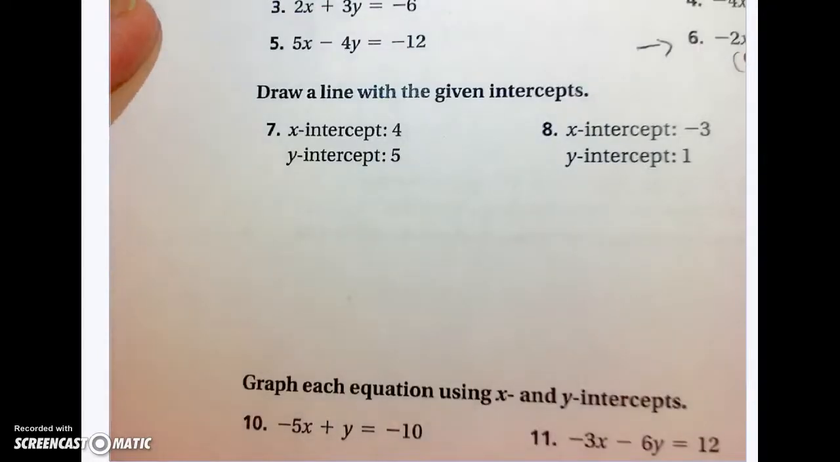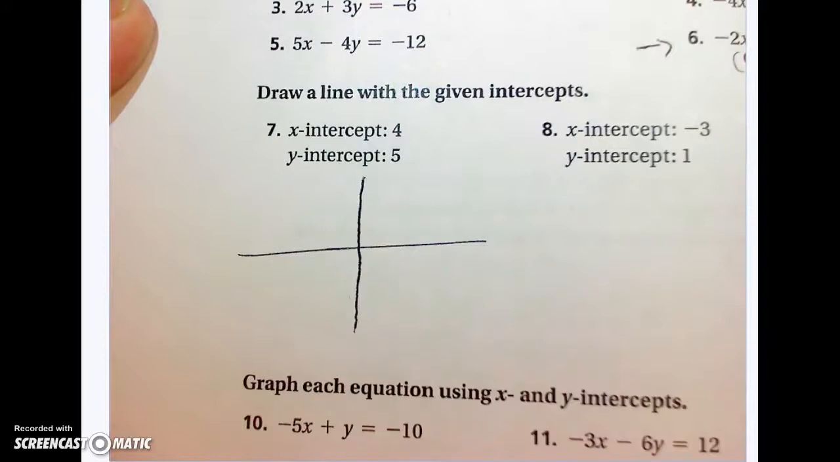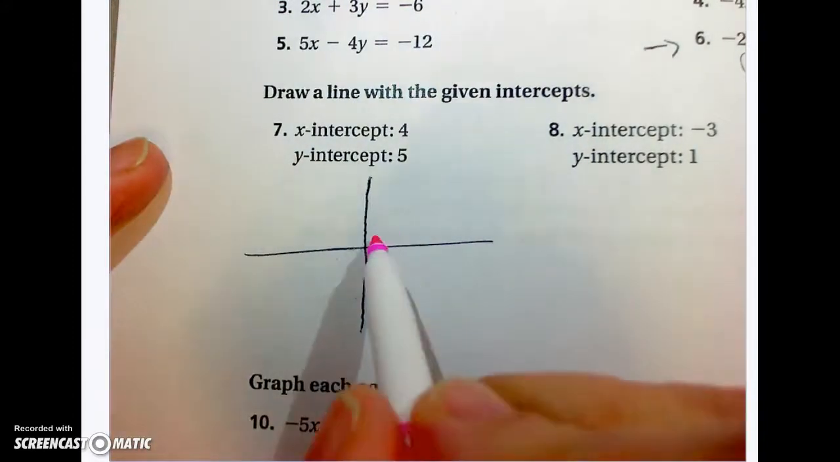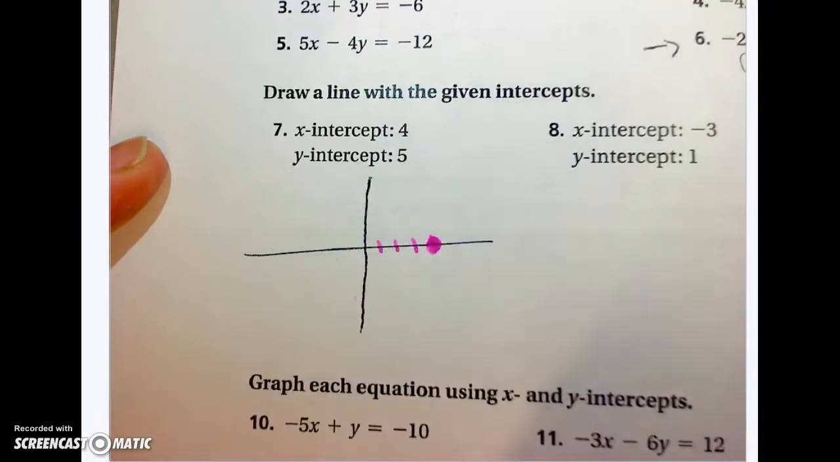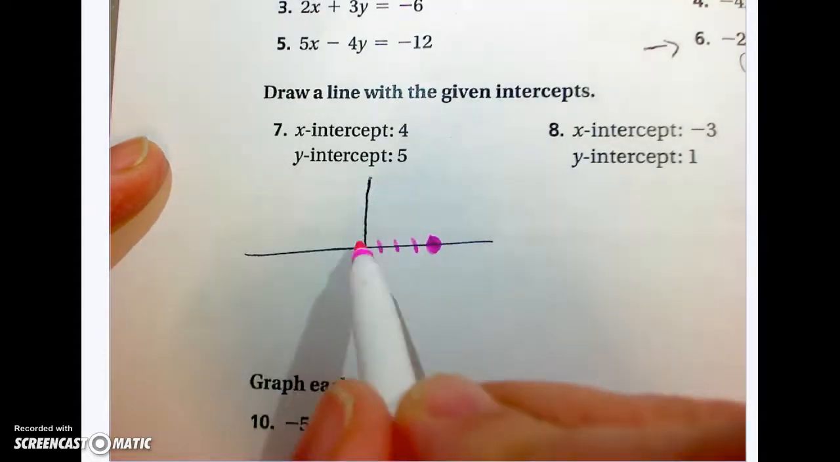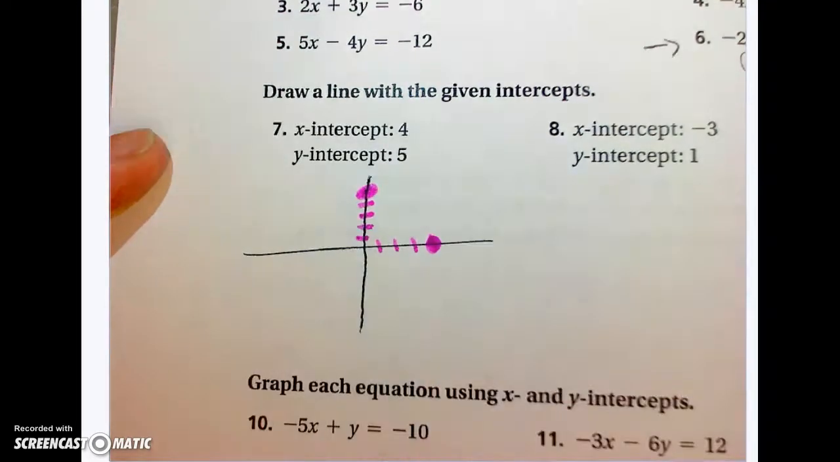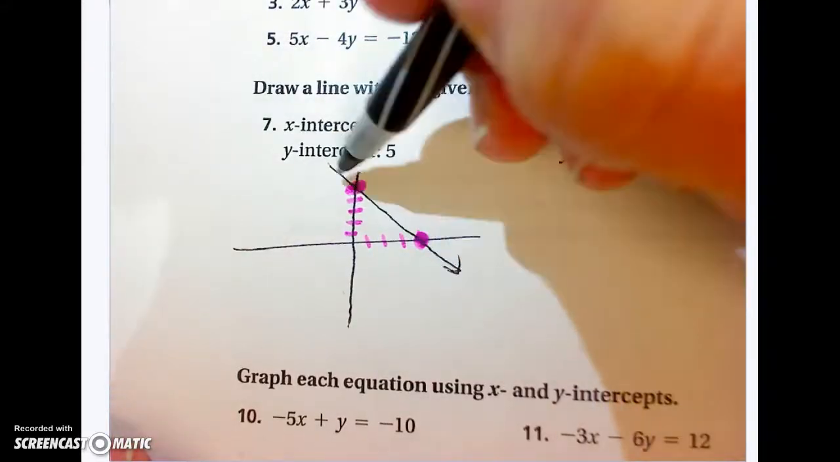For number 7, it says draw a line with the given intercepts. So my x-intercept is at 4. 1, 2, 3, 4. So right on 4, I'm going to put a dot because the line crosses there. Y-intercept is at 5. 1, 2, 3, 4, 5. It's going to cross at the 5. And so I just need to draw my line right through those 2 points.